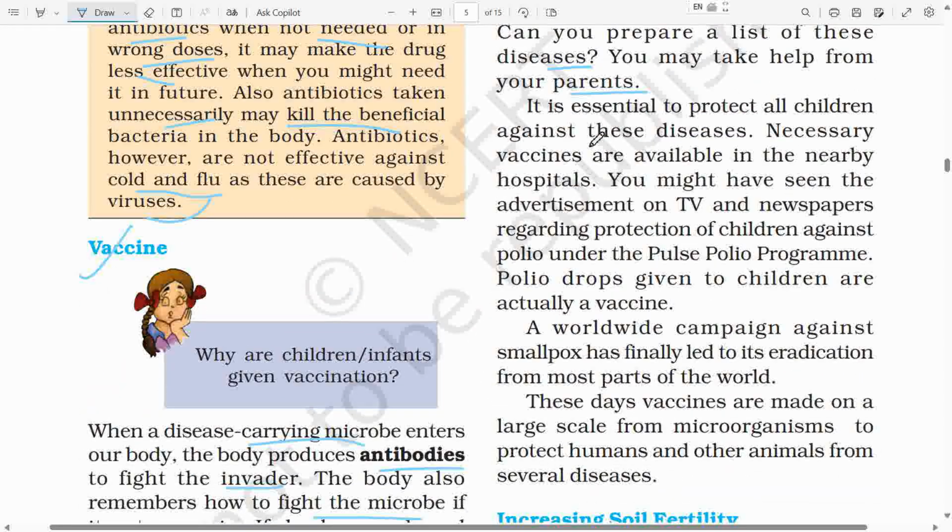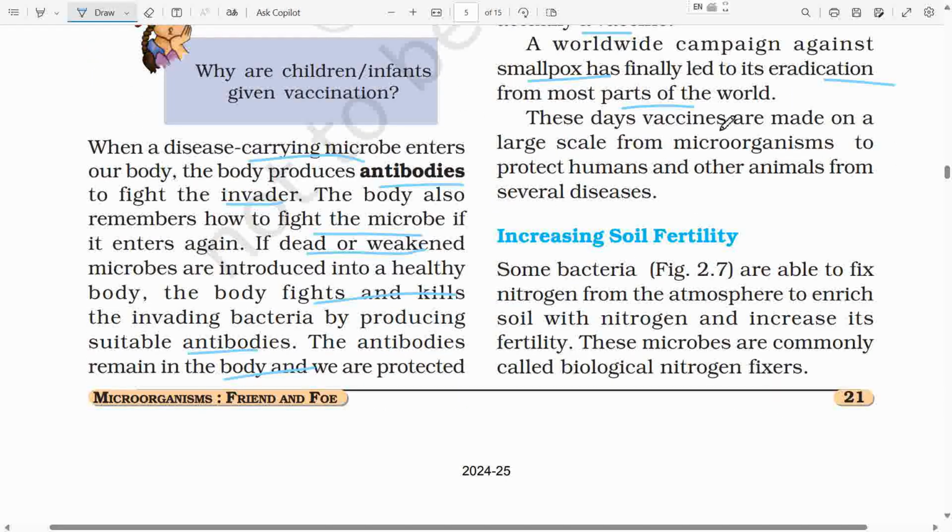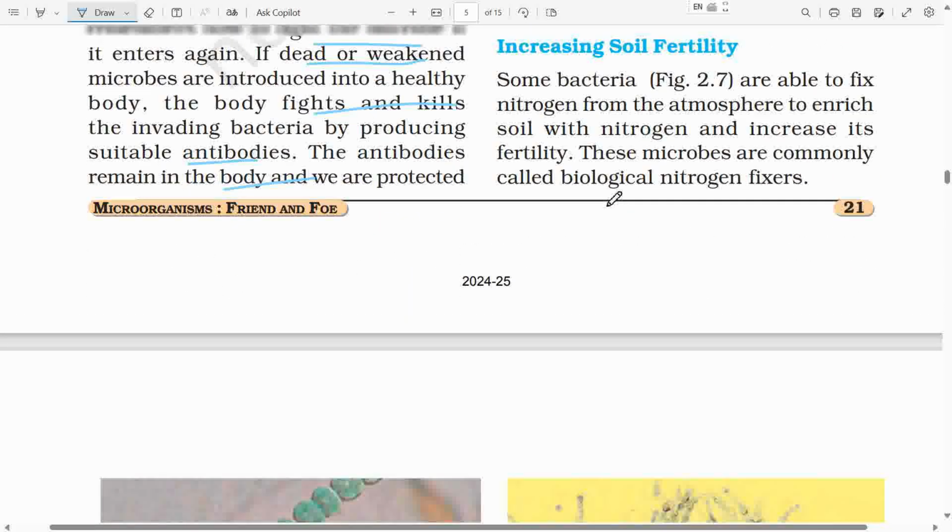It is essential to protect all children against these diseases. Necessary vaccines are available in the nearby hospitals. You might have seen the advertisement on TV and newspapers regarding protection of children against polio under the Pulse Polio program. Polio drops given to children are actually a vaccine. A worldwide campaign against smallpox has finally led to its eradication from most parts of the world. These days, vaccines are made on a large scale from microorganisms to protect humans and other animals from several diseases.